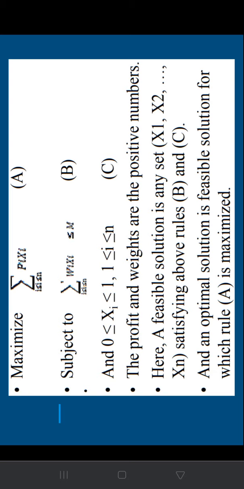And i between 1 and n. This is the condition C. Now the profits and weights are positive numbers. It is obvious. And a feasible solution is any set x1, x2, etc., xn satisfying rule B and C. And an optimal solution is a feasible solution for which rule A is maximized. That means we have to maximize the profit subject to not exceeding the capacity of the bag, and also the objects can be put in a fraction.